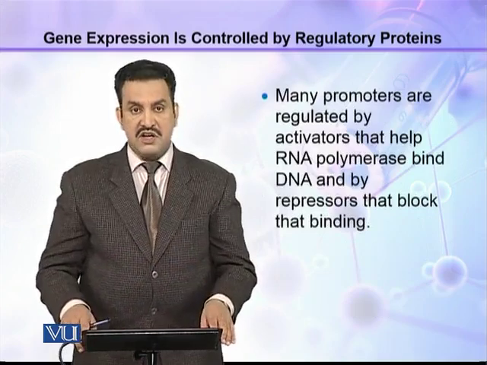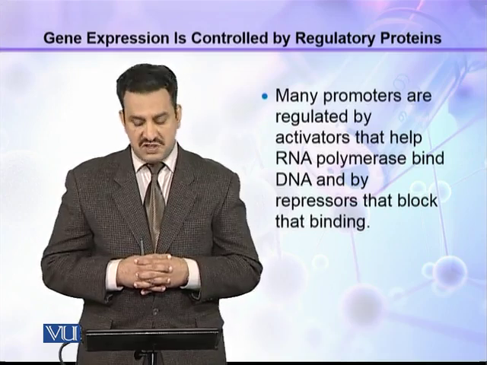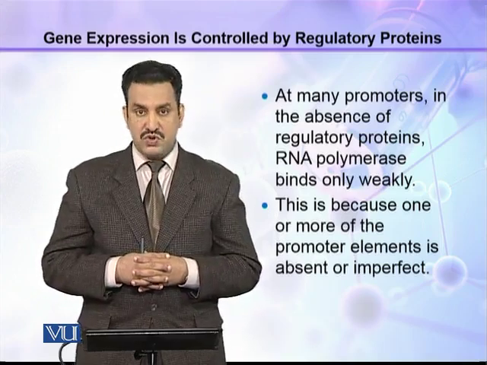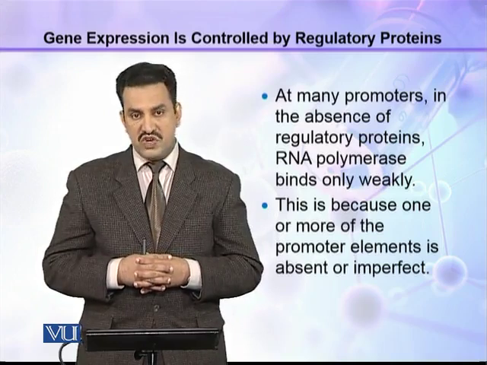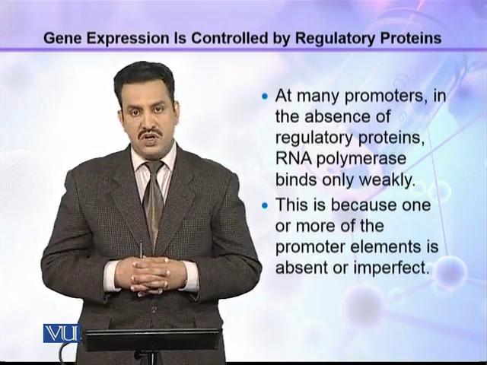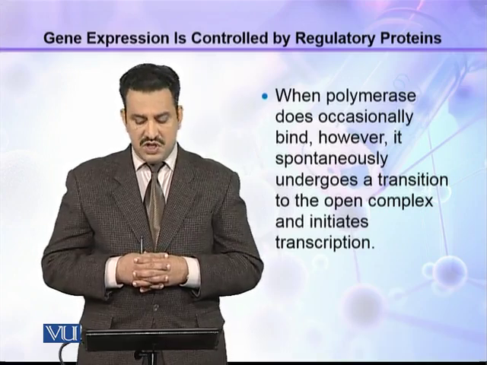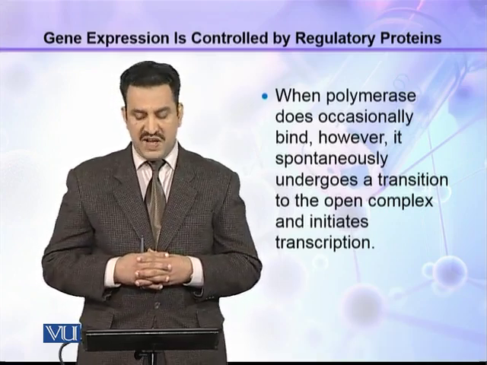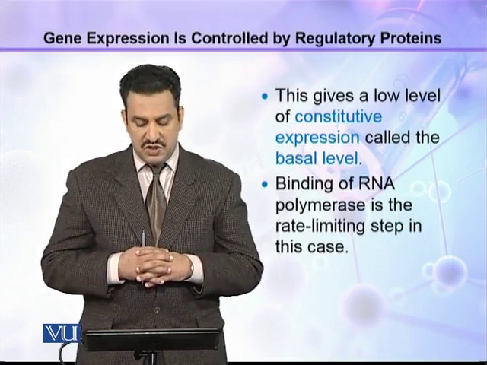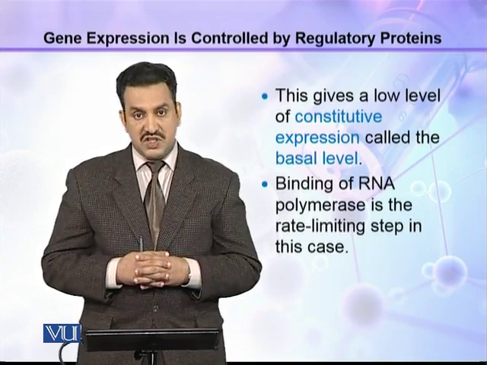Many promoters are regulated by activators that help RNA polymerase bind DNA and by repressors that block that binding. At many promoters, in the absence of regulatory proteins, RNA polymerase binds only weakly. This is because one or more of the promoter elements is absent or imperfect. When polymerase does occasionally bind, however, it spontaneously undergoes a transition to the open complex and initiates transcription. This gives a low level of constitutive expression, which is also called basal level. Binding of RNA polymerase is the rate limiting step in this case.